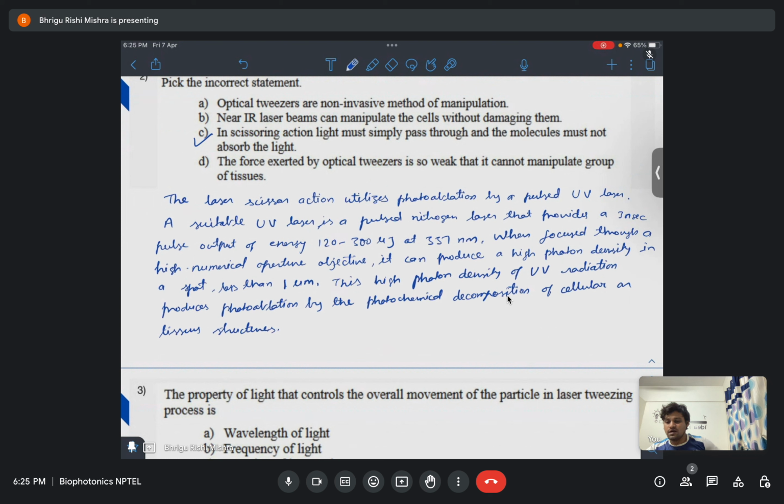So in this process the laser scissor can cut a spot size less than 1 micrometer without damaging the neighboring cellular structures. And this laser beam can be introduced using inverted microscopy.